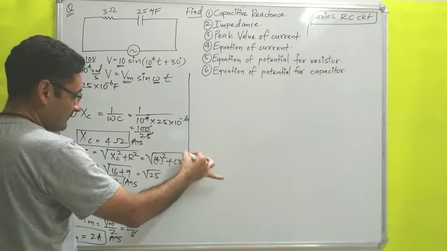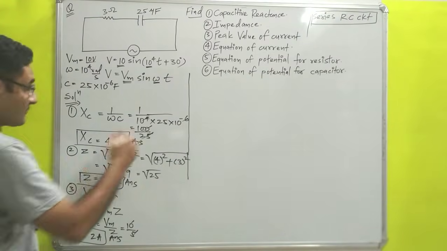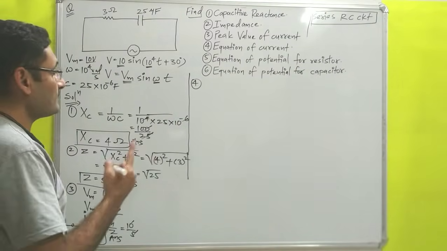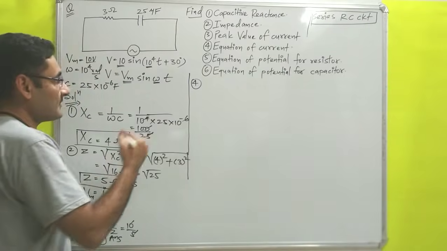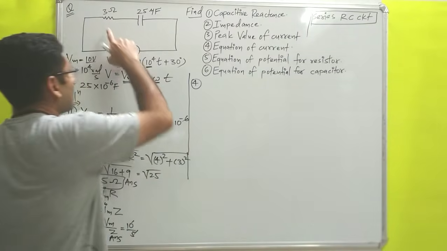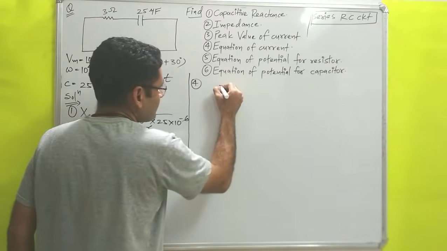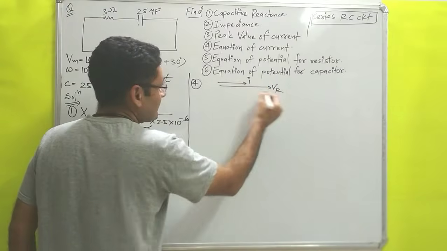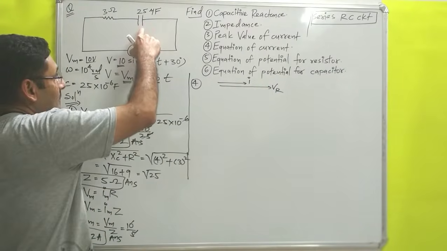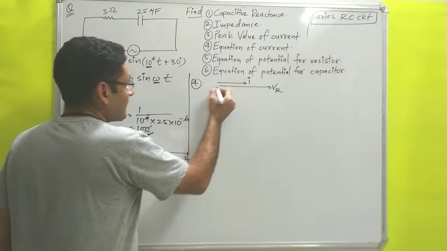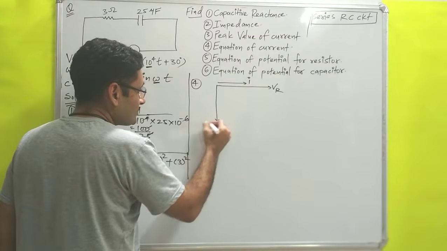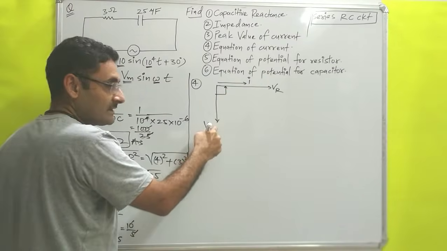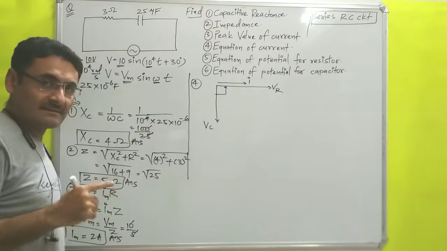Now we will move on with the next. Number 4 is equation of current you have to calculate. For that purpose, you have to draw the phasor diagram. How you will draw the phasor diagram? For pure resistive circuit, what you can say? Potential is in the phase of current, or current is in the phase of potential. For pure capacitive circuit, what you are saying? That current leads the potential by 90 degree. That means current goes ahead of potential in the case of pure capacitive circuit.